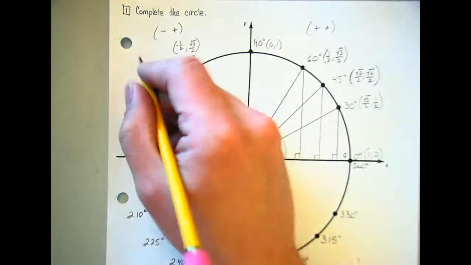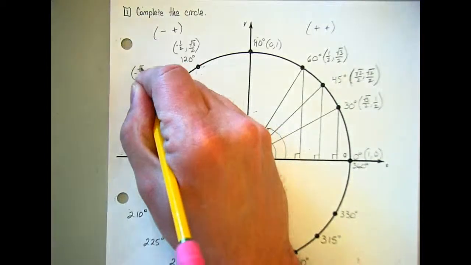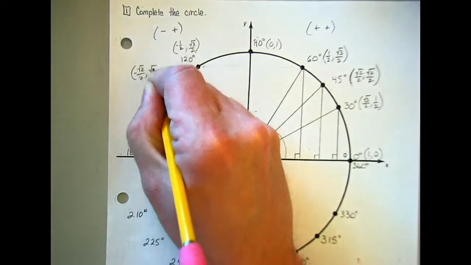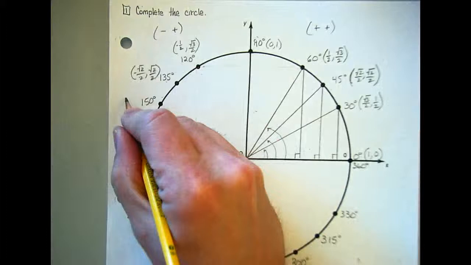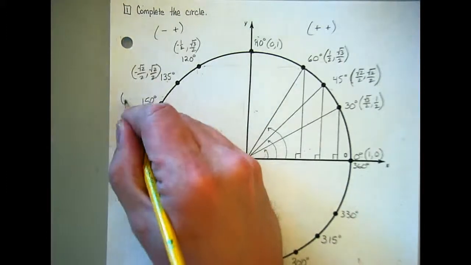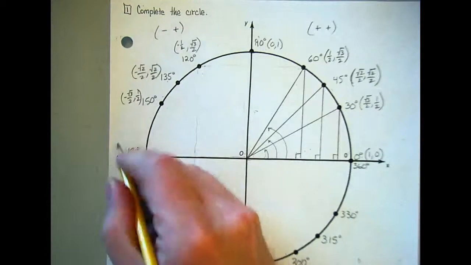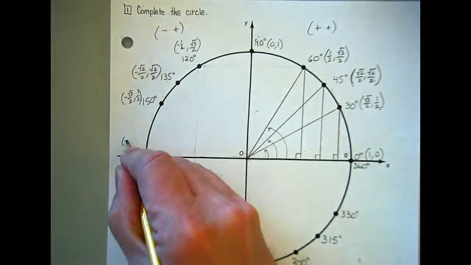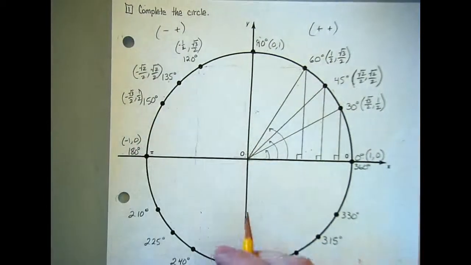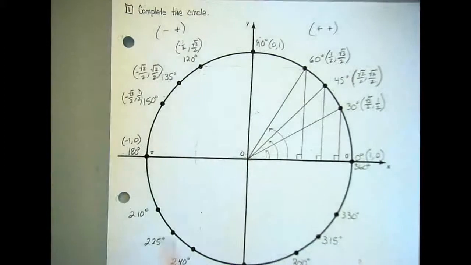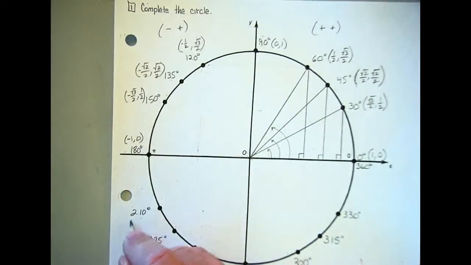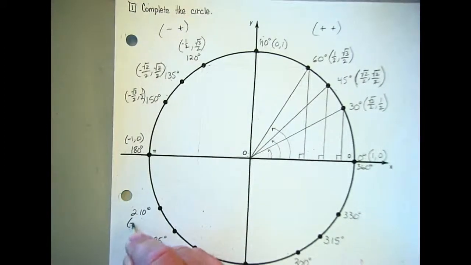Negative root 2 over 2. And root 2 over 2. Here? Negative root 3 over 2 and 1/2. Here, -1, 0. What do we have here? Negative root 2 over 2 and -1/2. Okay, so they keep repeating themselves, right?